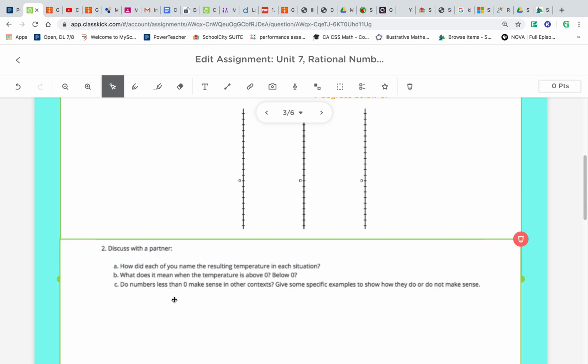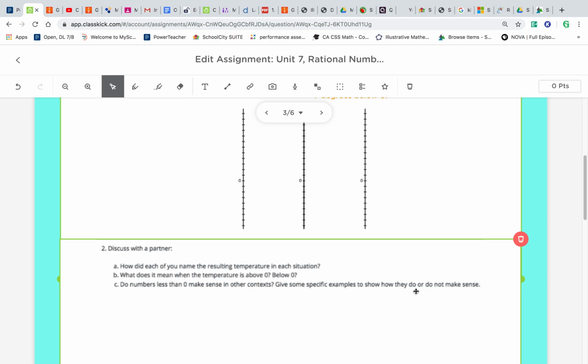All right, for part C, do numbers less than zero make sense in other contexts, other situations? Let's see if we can give some examples to show how they can or won't make sense. One of them would be, imagine you are standing on the ground and you get a shovel and you dig and put something below the ground. Well, we would say that it's below the ground. We call that below sea level. We'll see that in the next activity. But if it's below the ground, that would be a negative height or elevation.